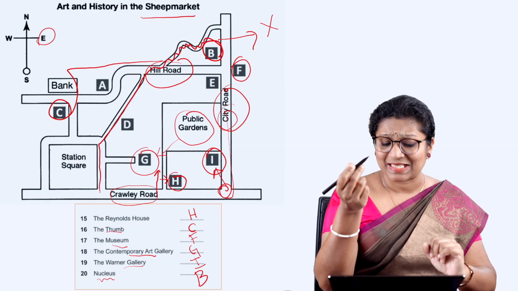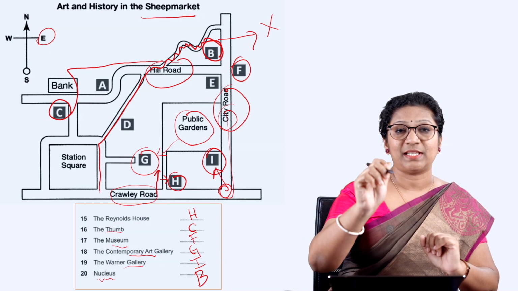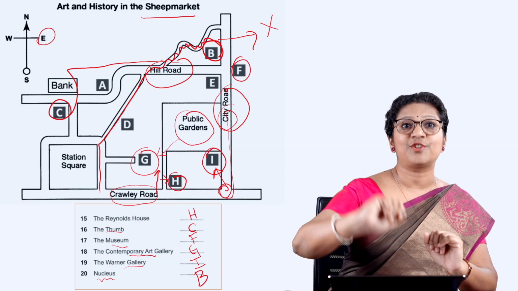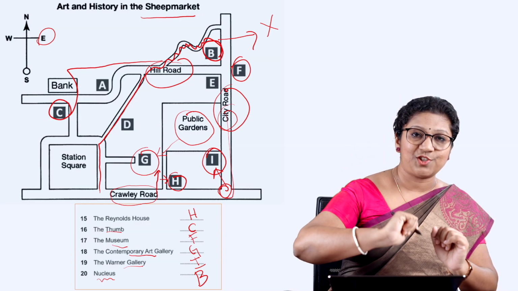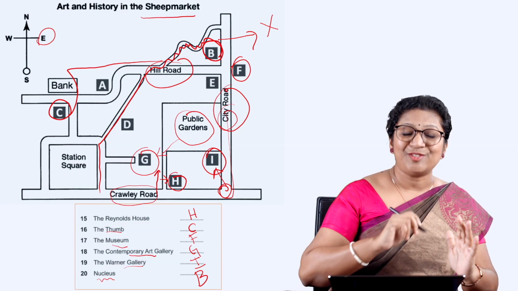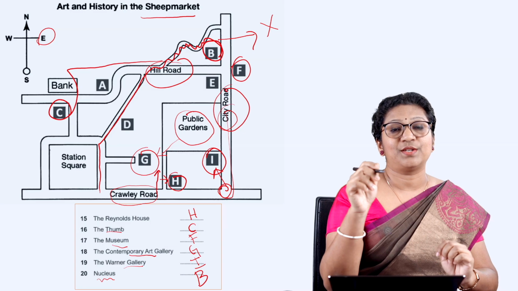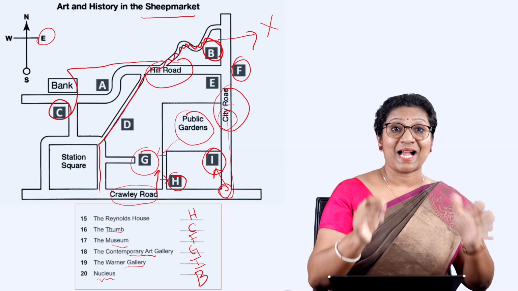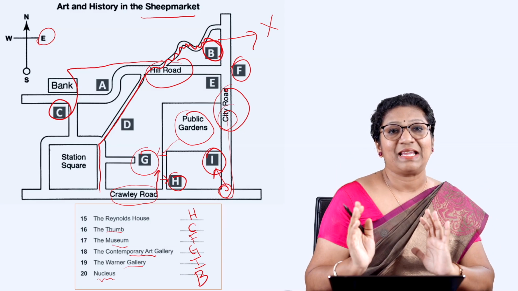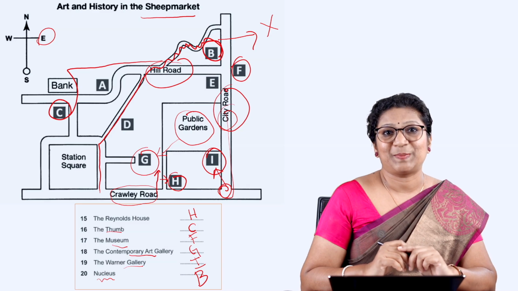Use your pen and pencil and start following the instructions. If it says go north, draw the line to the north. If it says just off, opposite, whichever road is mentioned, follow that path. Draw it using your pen and pencil, and that will easily help you identify the answers to the question.